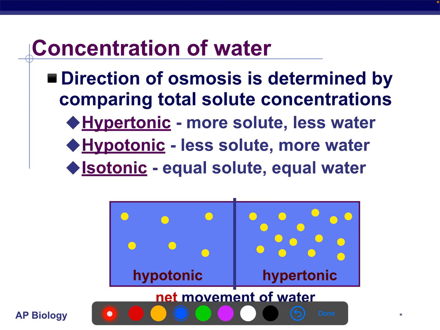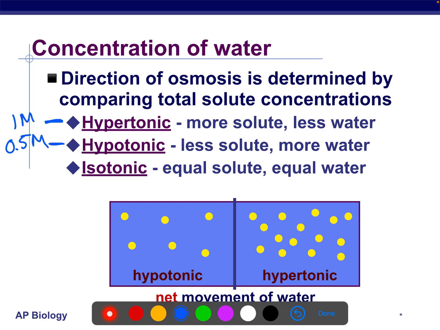We're going to have a bunch of different words to explain what type of solution and the direction of osmosis. And so in a hypertonic solution, there's more solute, less water. So that would have been like the 1 molar solution we were talking about on the previous slide. A hypotonic solution means less solute and more water. So that would have been that 0.5 molar solution we were talking about before. And then in an isotonic solution, it's equal on both sides, equal solute, equal water.